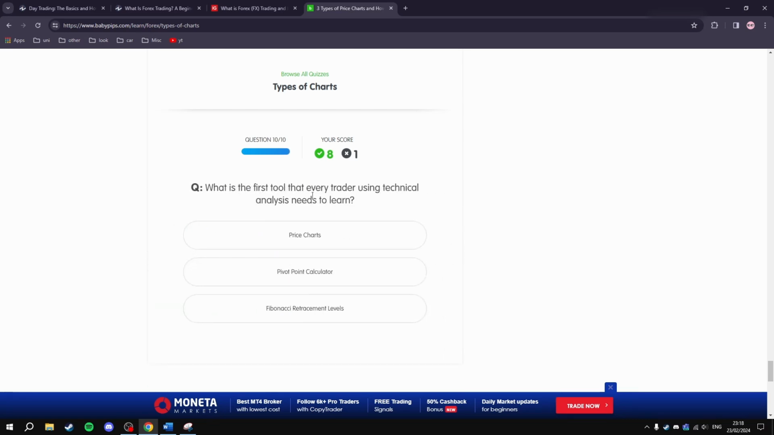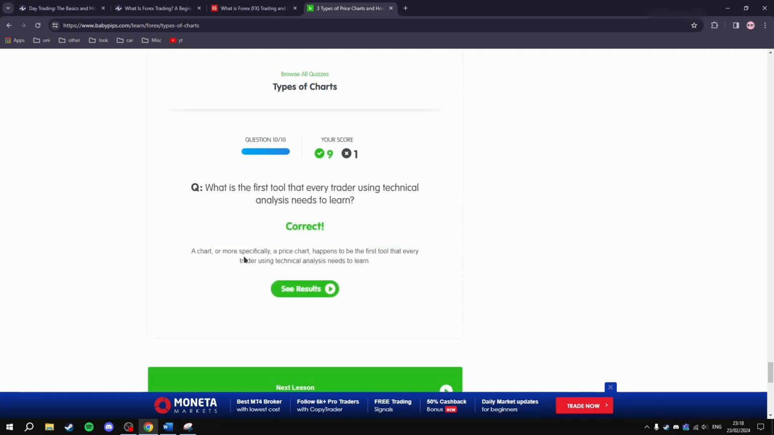What is the first tool that every trader using technical analysis needs to learn? Price charts. A chart, or more specifically a price chart, happens to be the very first tool that every trader using technical analysis needs to learn.